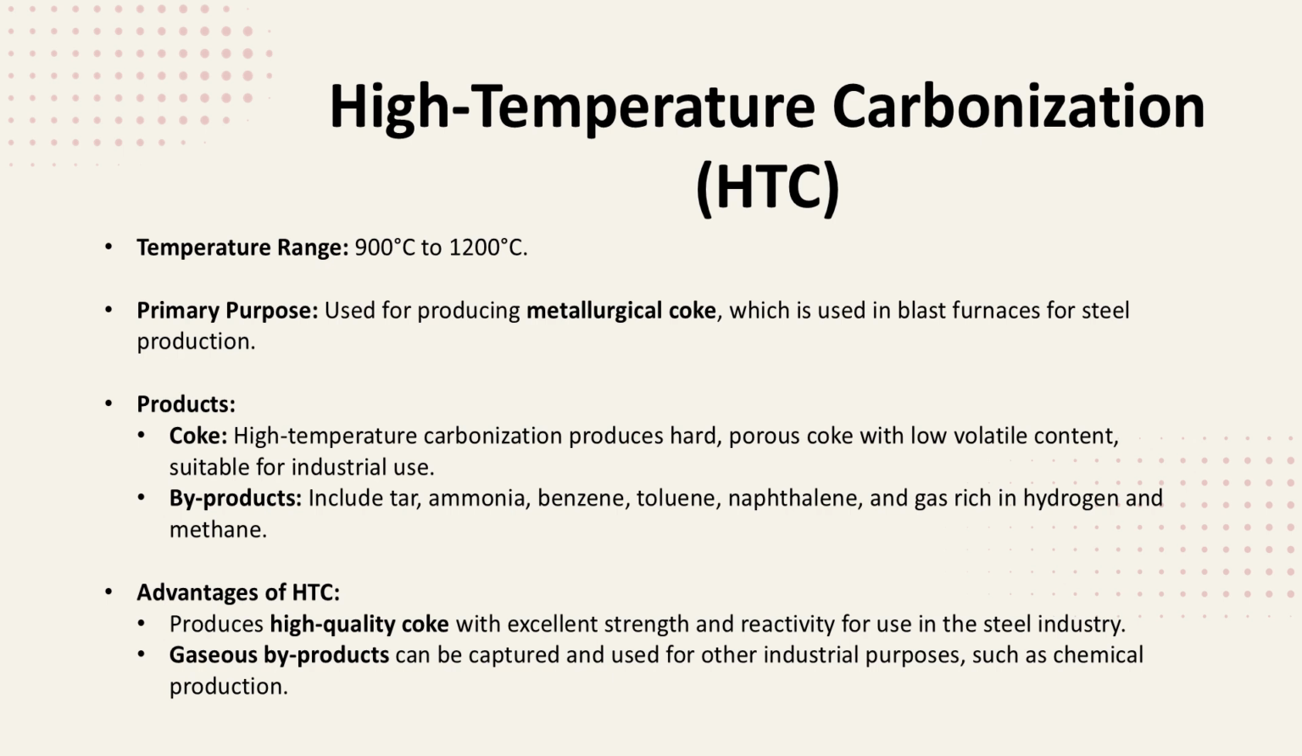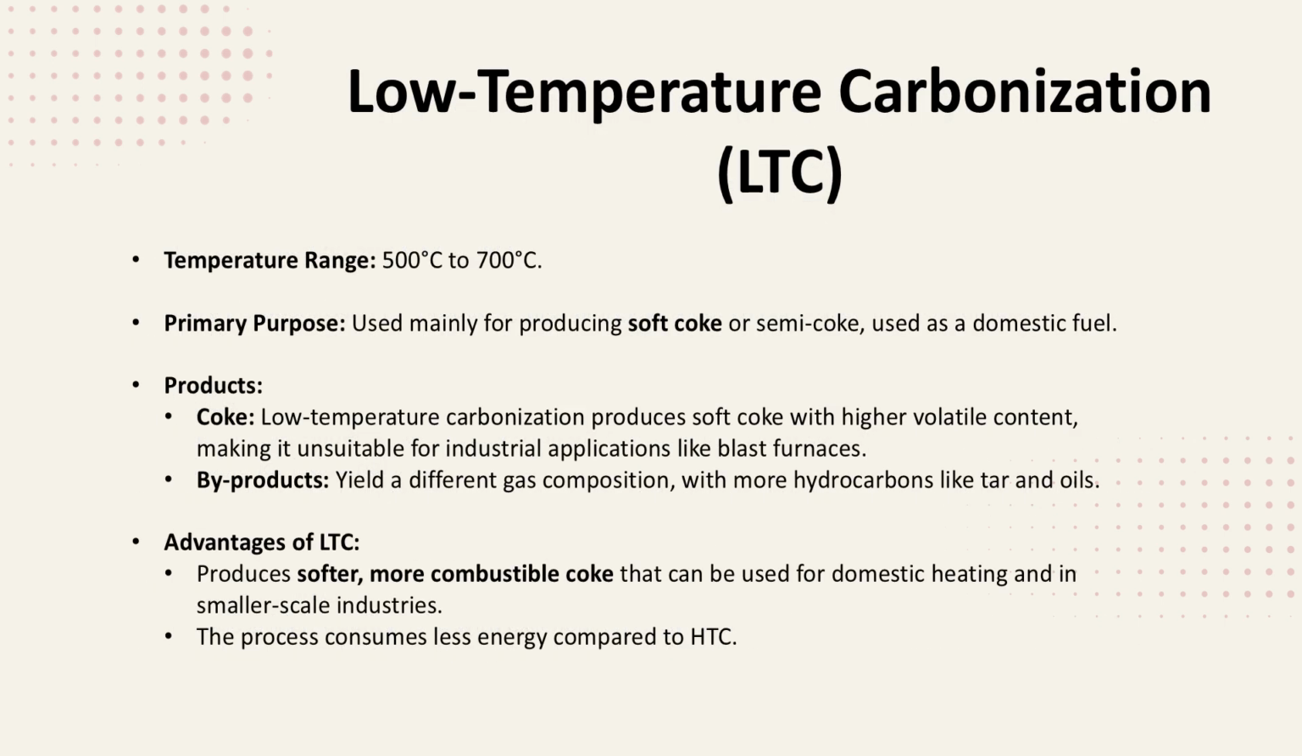Advantages of HTC. Produces high-quality coke with excellent strength and reactivity for use in the steel industry. Gaseous byproducts can be captured and used for other industrial purposes, such as chemical production. Low-temperature carbonization, LTC, happens at a lower range, around 500 degrees Celsius to 700 degrees Celsius, and is primarily used for producing soft coke or semi-coke, which is suitable for domestic use.